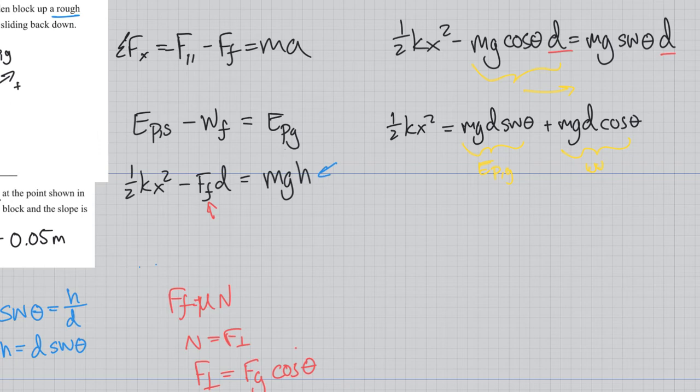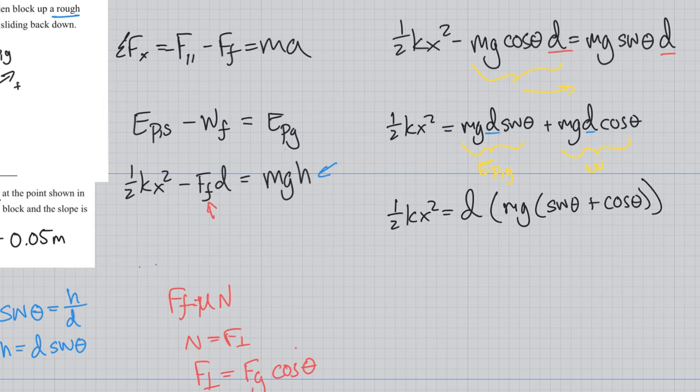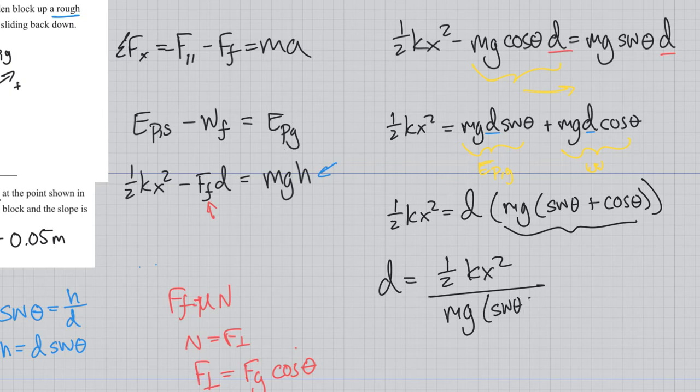And so what we're going to do is pull out our d value here and say this is 1/2 kx squared equals d times, and I'm also going to pull out mg. So this is mg times the sine of theta plus the cosine of theta. It's a lot of algebra with this one, but once we get it set up, it's just algebra working through this. And we're going to get d by itself, so we're going to divide each side by mg times sine plus cosine theta. So d equals 1/2 kx squared divided by mg times the sine of theta plus the cosine theta. And all of that is going to give us a distance, which is around 11 centimeters or 0.11 meters. And we plug our values in.